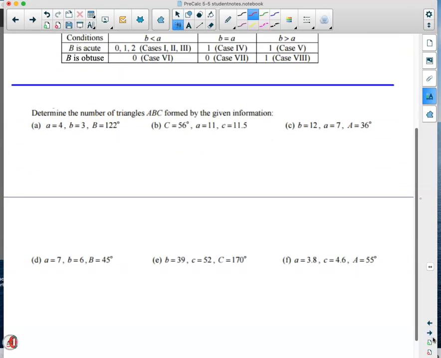So here we go. We're not trying to solve them. We're just trying to figure out how many are we going to have. Determine the number of triangles ABC formed by the given information. We always set them up the same way. So here's B at 122 degrees. We don't have to make our sketches to match any of that. But B is 122 degrees. Now we're always going to put that in the bottom left-hand corner. And the next thing we're going to look for is, what did they give me for a side length opposite that? So my side length opposite is always little b, and that's a 3.